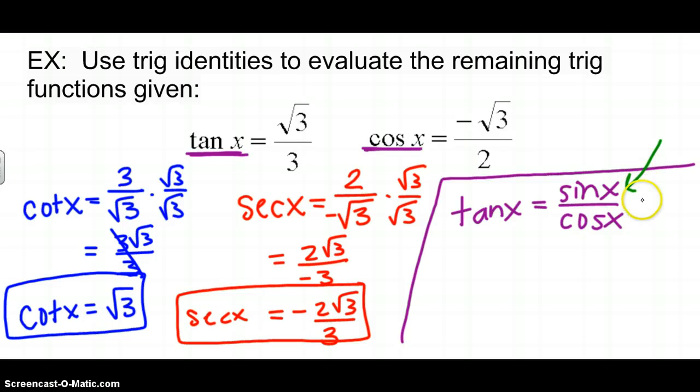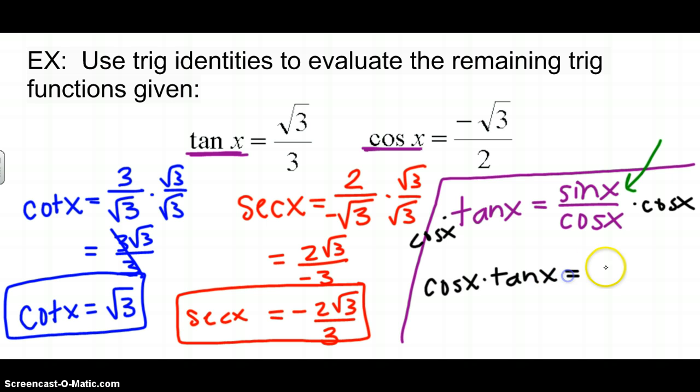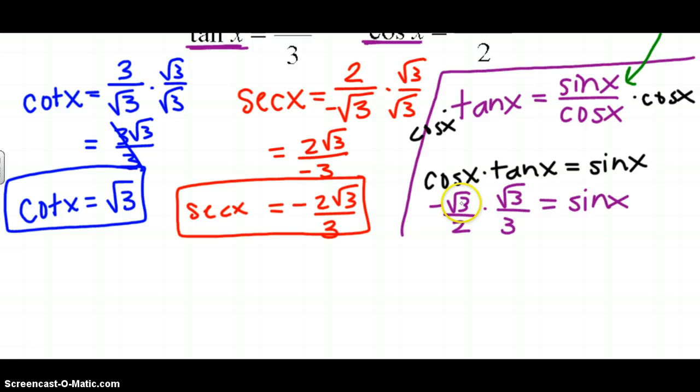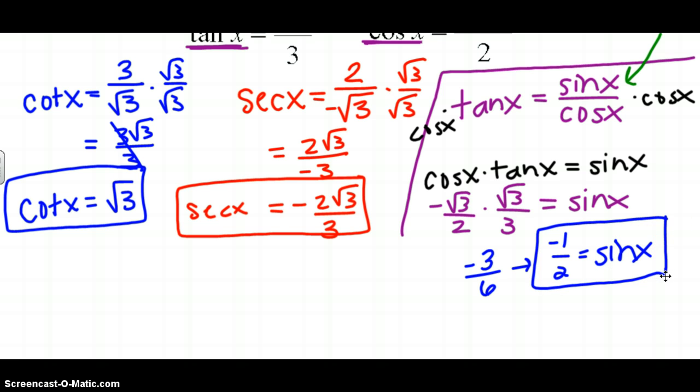So I'm going to get sine of x by itself by multiplying both sides by cosine. So now I've got the cosine of x times the tangent of x is equal to the sine of x. Well, I know cosine was negative square root of 3 over 2. Tangent is the square root of 3 over 3. And that's going to leave us to find sine of x. Negative root 3 times root 3 is going to just be a negative 3. 2 times 3 is 6. That's all going to simplify to negative 1/2 is the sine of x. So now the last thing I need to find is the cosecant, which will be the reciprocal of this right here, so negative 2.